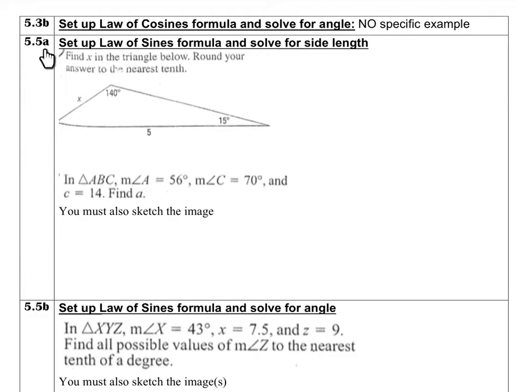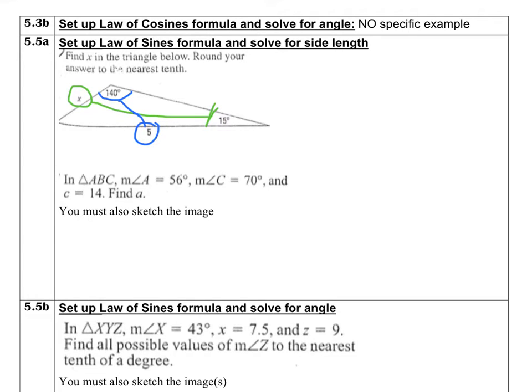If we look at 5.5a, set up the law of sines formula and solve for a side length. Here's the first example. Find x in the triangle below, which is this side. Round your answer to the nearest tenth. So when you look at this, law of sines works well. We have this angle and its matching side. And we actually have a second angle right here. And if we go straight across, its matching side. We only have one unknown, so law of sines works well.